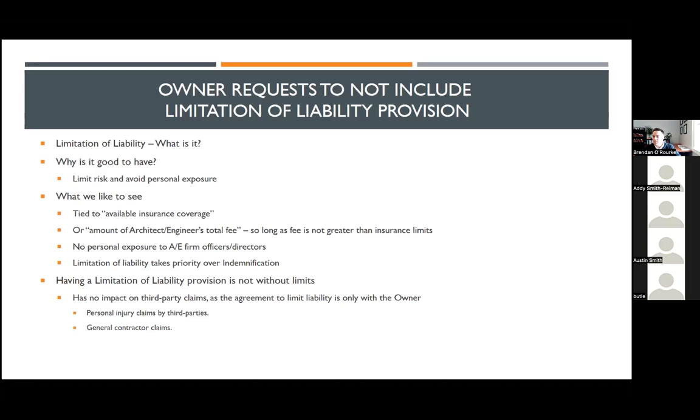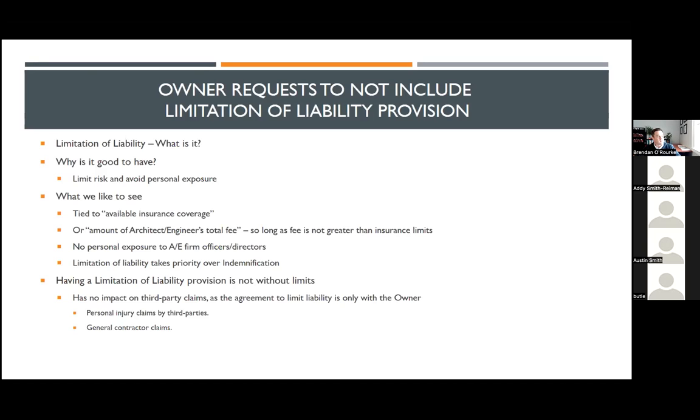If you have 2 claims in 1 year and you're depleting insurance coverage limits on another claim, you don't want to be setting yourself up for failure by not having enough insurance available to satisfy a limitation of liability provision in a different contract. If you can't tie it to available insurance coverage, as an alternative, if the fee is not a lot, you can tie it to your total fee for the project.